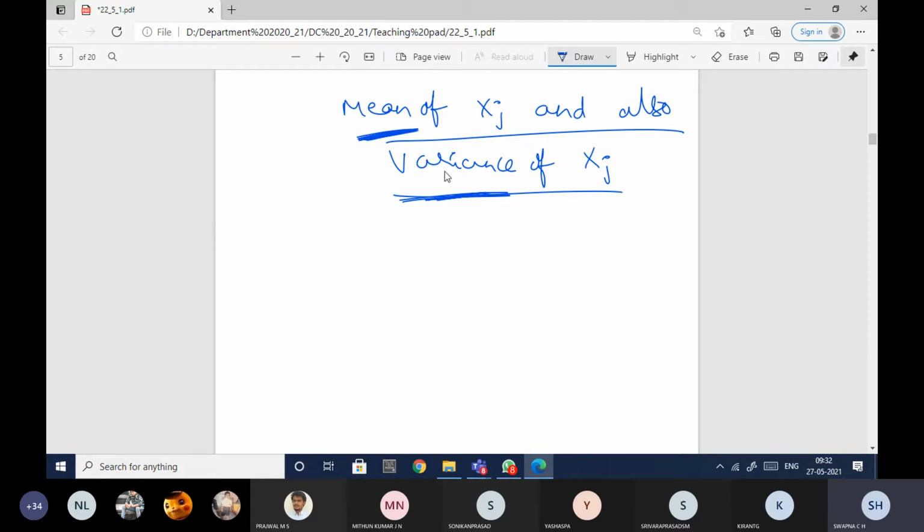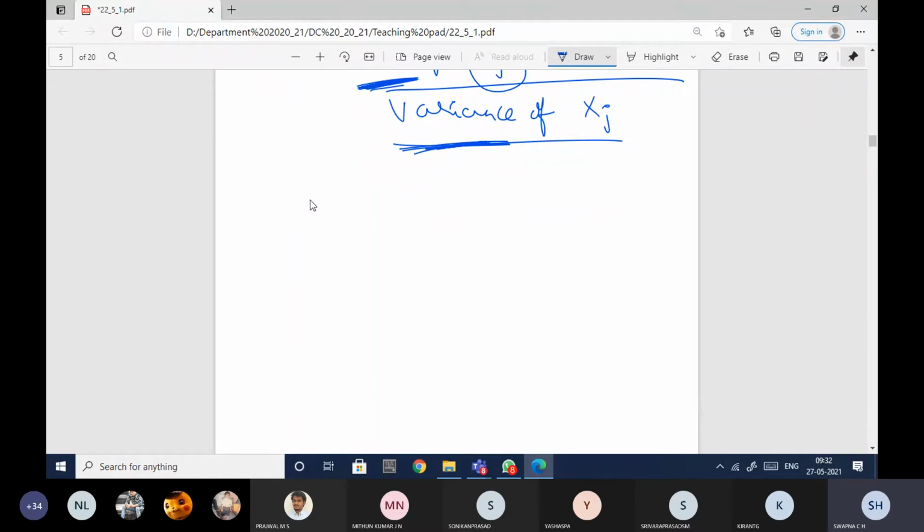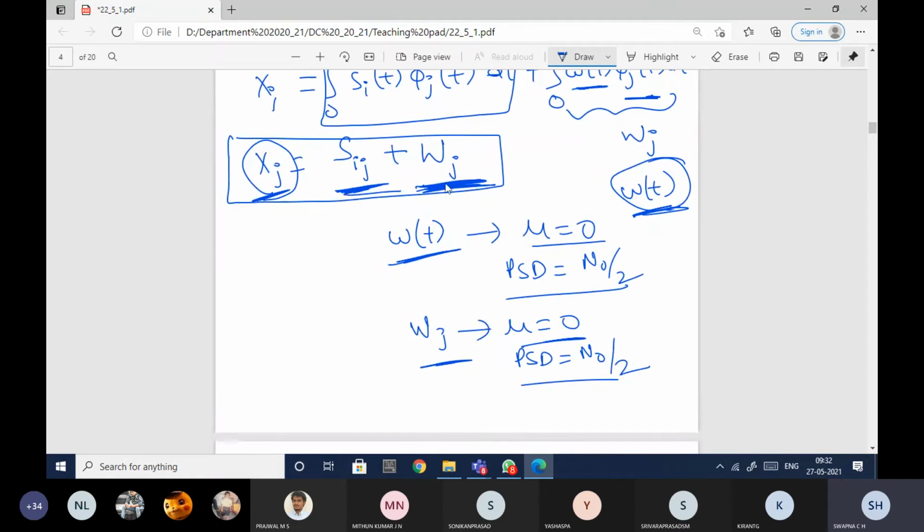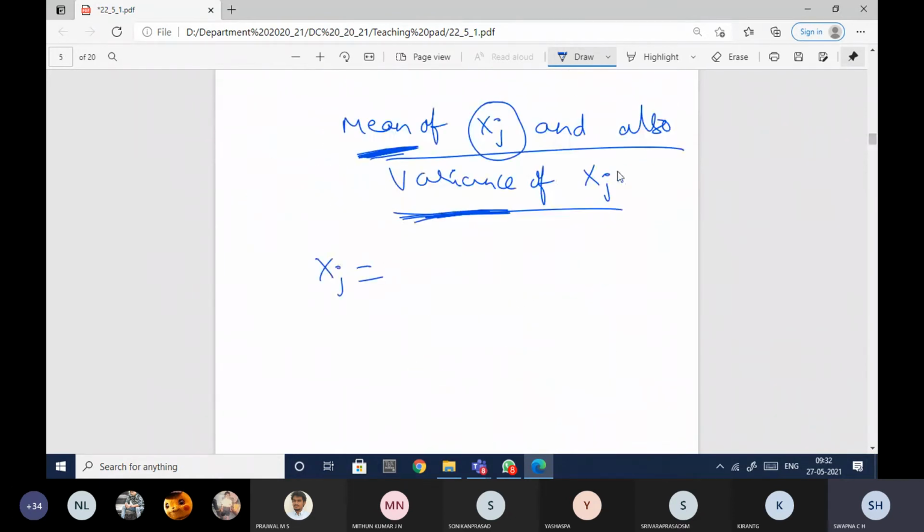Okay, fine. Now coming to the discussion, in the exam they'll ask you to derive the expression for mean and variance of the correlated output. The correlated output is nothing but xj. So for this xj, I need to find the mean and the variance. How will you find it? We have already got xj. What is xj? xj is nothing but Sij plus Wj. First I'll calculate the mean.